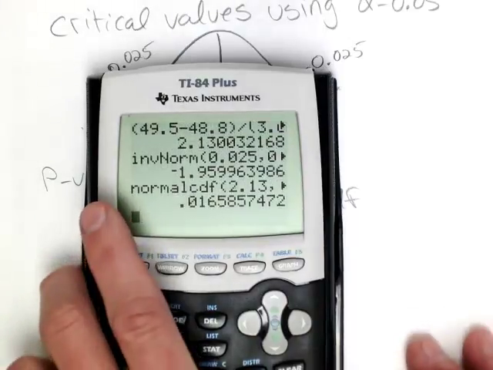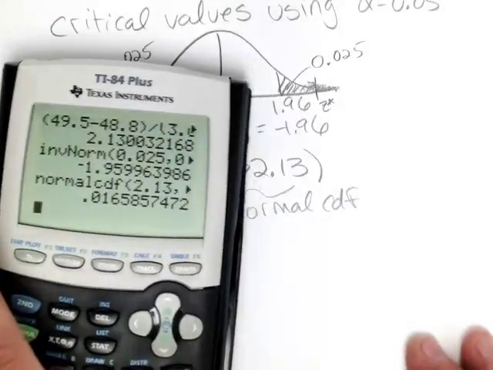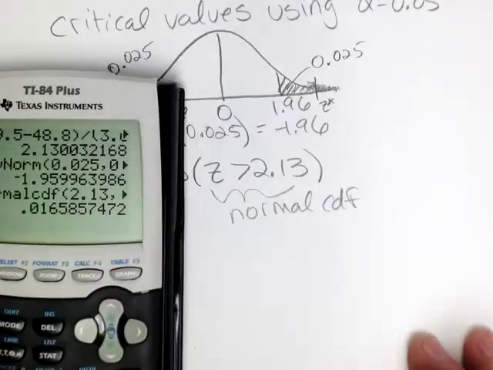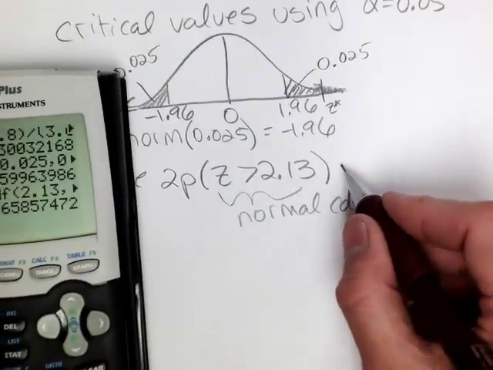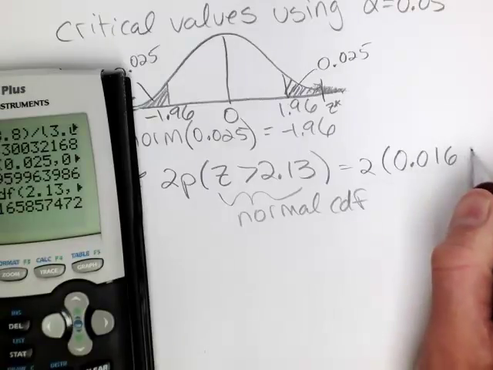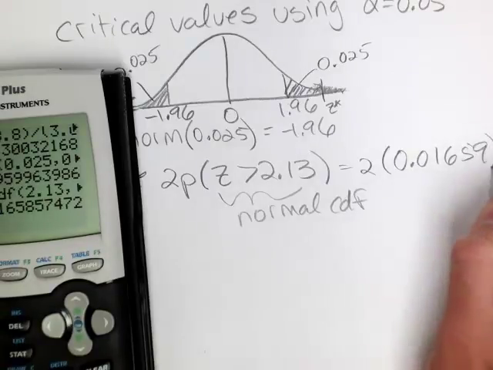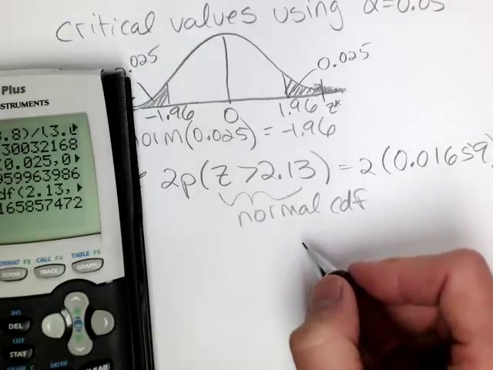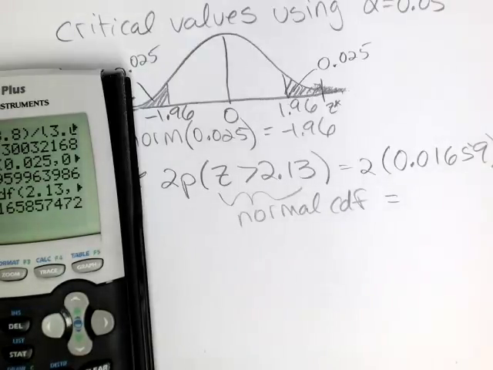So I get an area of 0.01659. So this is going to be 2 times 0.01659. I have to double this amount to get the correct p-value. So I'm just going to multiply that by 2.